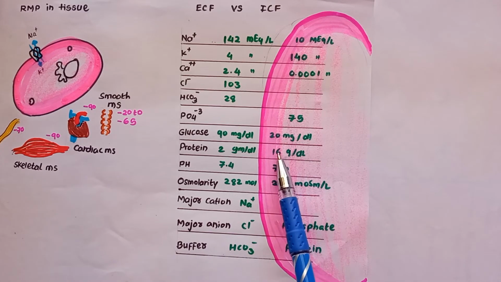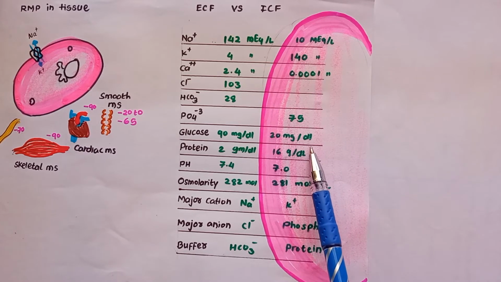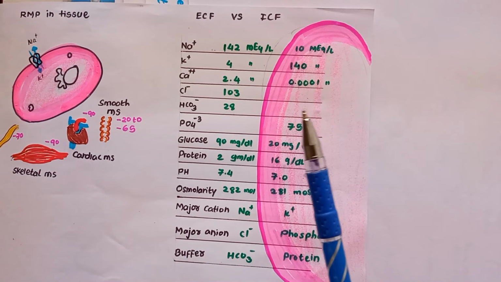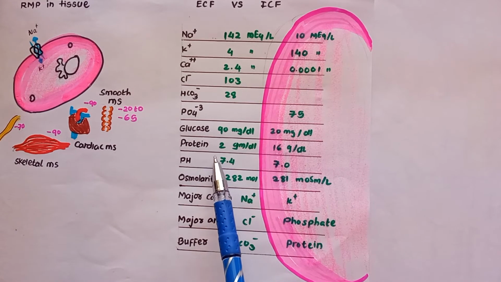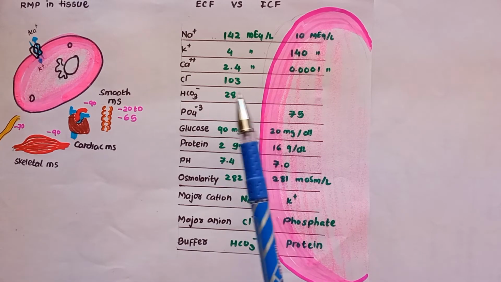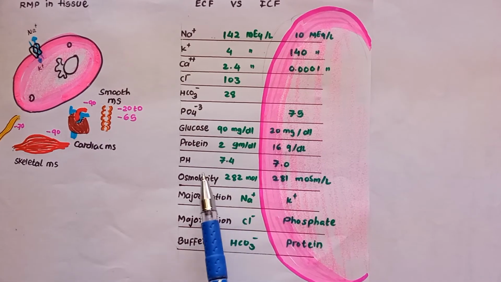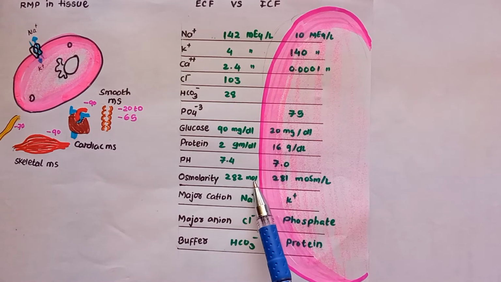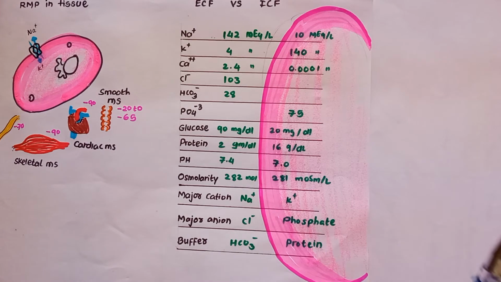Why? Because protein synthesis occurs inside the cell, so obviously there is going to be a larger amount of protein in intracellular fluid. Now what you have to remember is the pH difference. You can see here that extracellular fluid pH is about 7.4 and intracellular is 7. So the pH is higher in extracellular fluid. You can see that the difference in osmolarity is not so much. 282 milliosmol per liter outside, and inside it is 281. There is only a one unit difference.